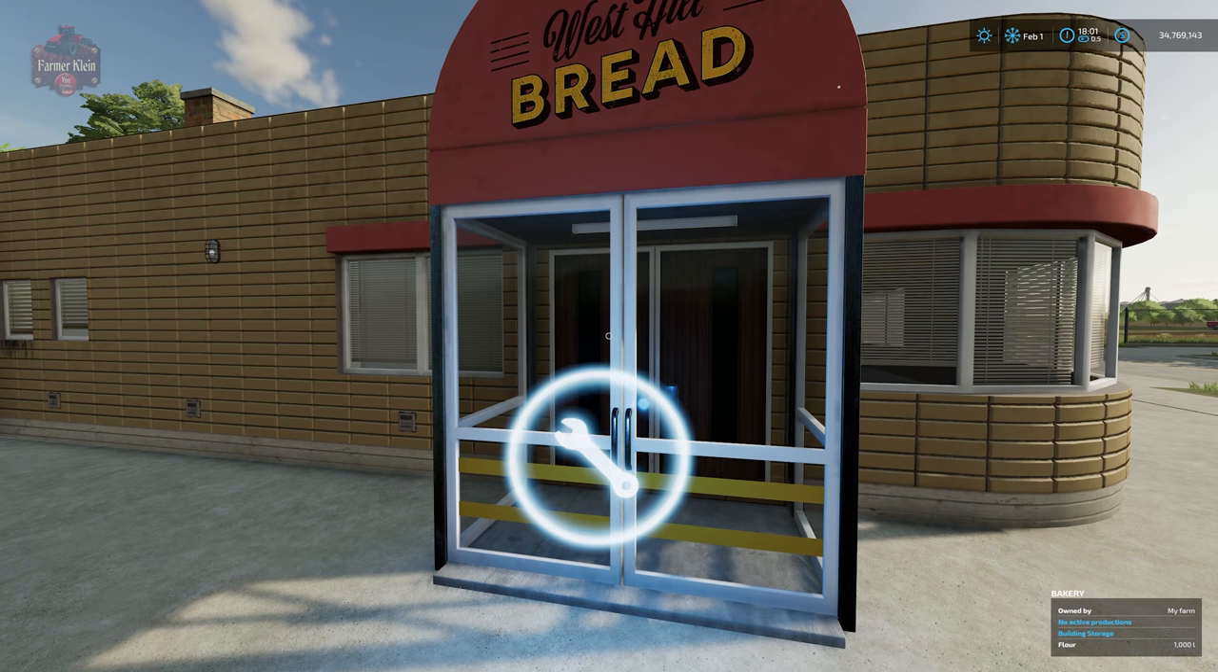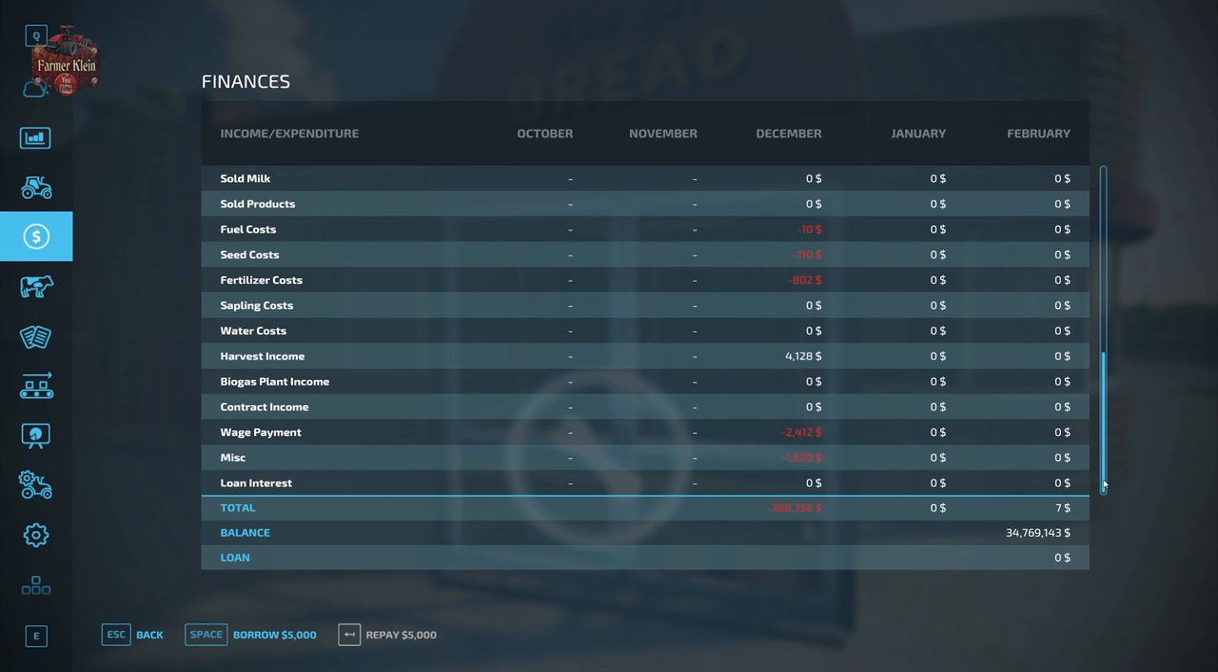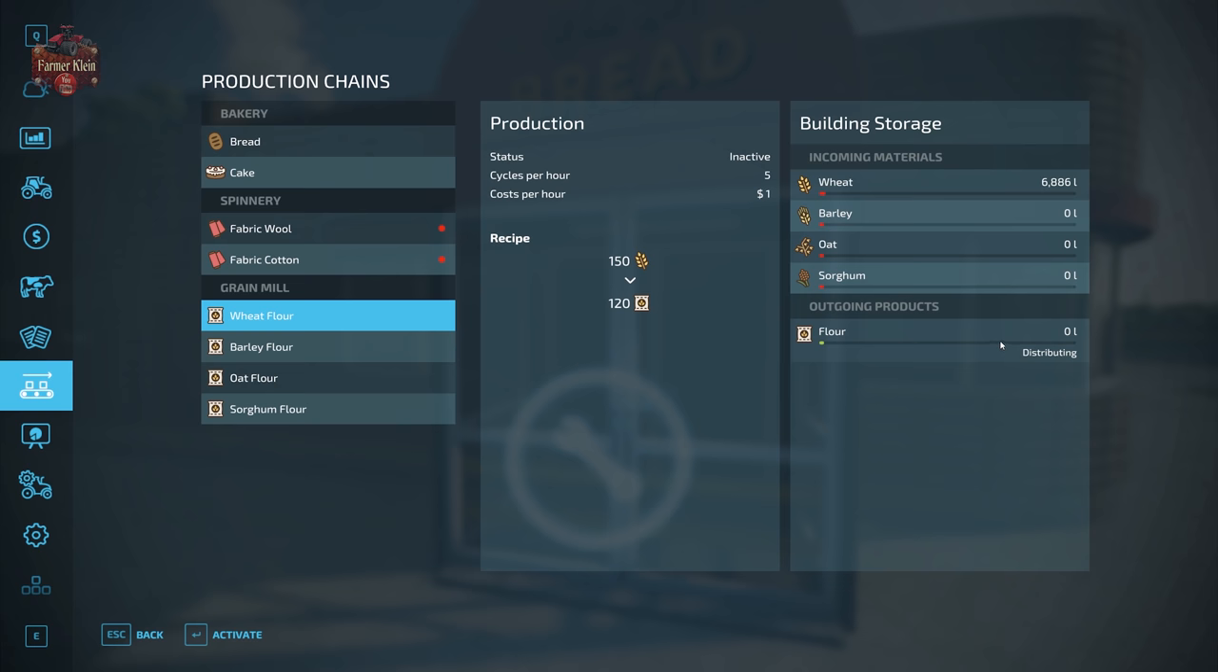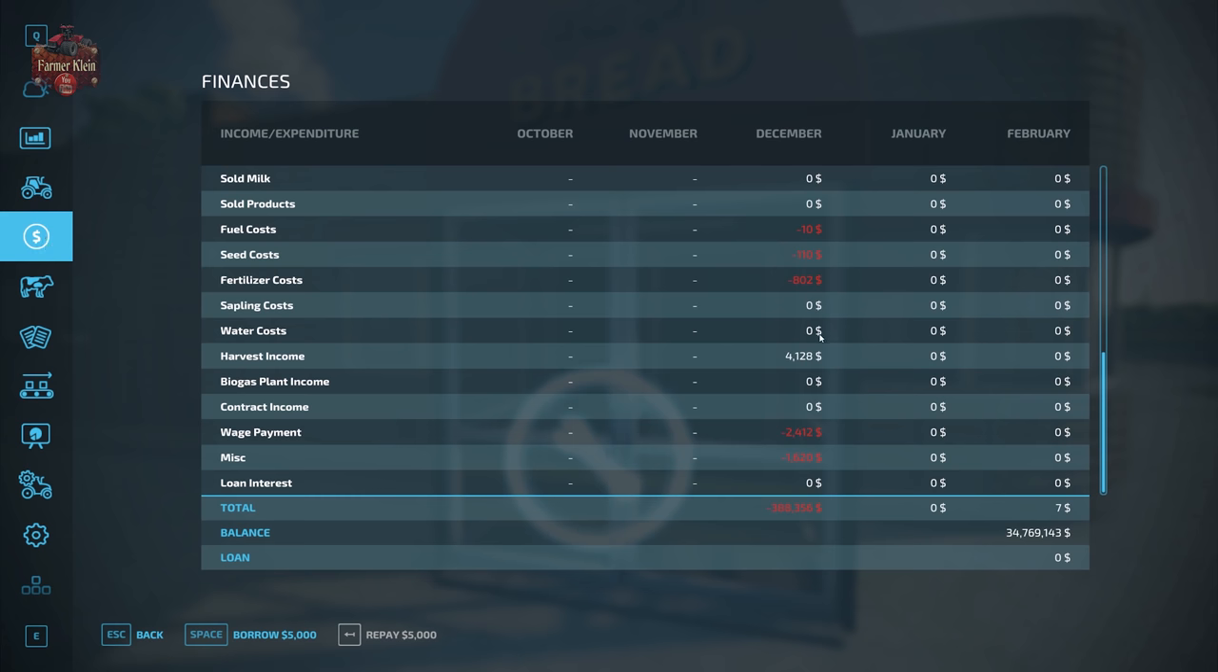There we go. I did see our money change a wee little bit. So, flour. We have 1,000 liters now transported down here. Let's check our production. 1,000 liters of flour in our bakery, and we have no flour in our grain mill. Let's check and see what our finances are telling us. We had $2 of production costs, and oddly enough, $10 of property maintenance profit.